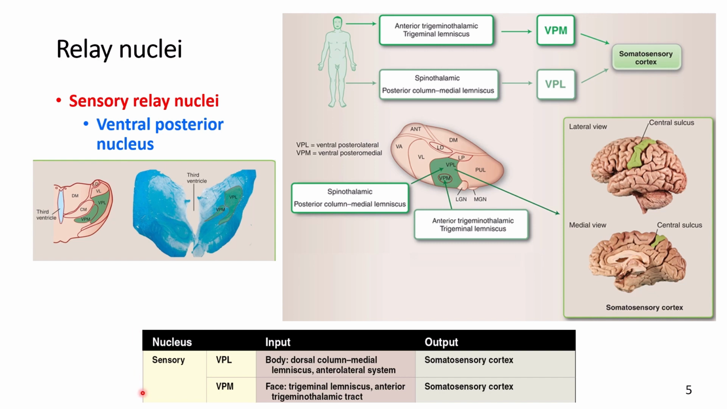And this table is explaining the same thing, just in a different format. So these are the sensory relay nuclei, VPL and VPM. The VPL is getting information from the dorsal column medial lemniscus and an anterolateral system. The spinothalamic is part of the anterolateral system, and that goes to somatosensory cortex. And from the face, there are two different tracts, trigeminal lemniscus and anterior trigeminal thalamic tract, because different sensory stimuli are sent from the face through these two tracts, and that goes also to the same area, somatosensory cortex.